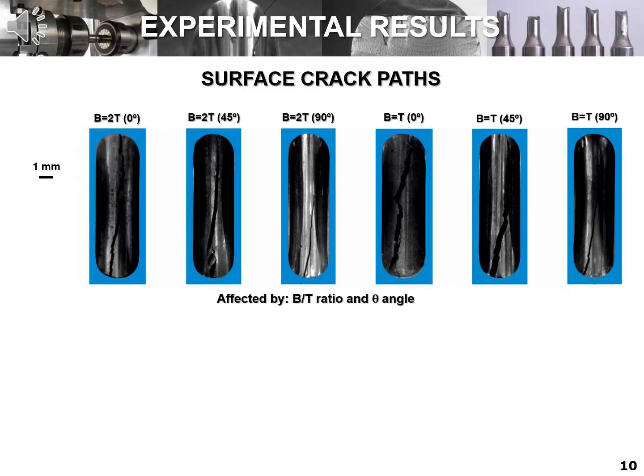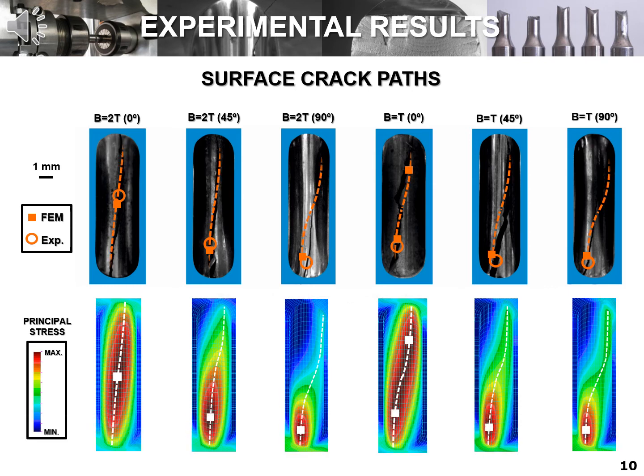Let me show you some results about the multi-axial fatigue campaign. In this slide, we can see the typical surface crack paths and the initiation sites associated with the different loading histories. As expected, surface crack paths and initiation sites are significantly affected by both the BT ratio and the loading orientation. Briefly, surface crack curvature increases with higher shear stress levels and higher BT ratios.